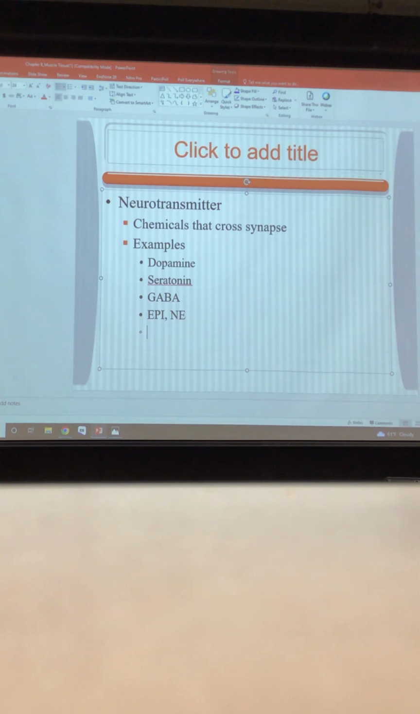The one that I am going to ask you, because it's the one that we see in the skeletal muscle, is acetylcholine. ACH is usually how it's abbreviated. So the specific neurotransmitter that crosses the synapse into a skeletal muscle is acetylcholine. You don't need to know the others, I was just trying to give you some familiar names.